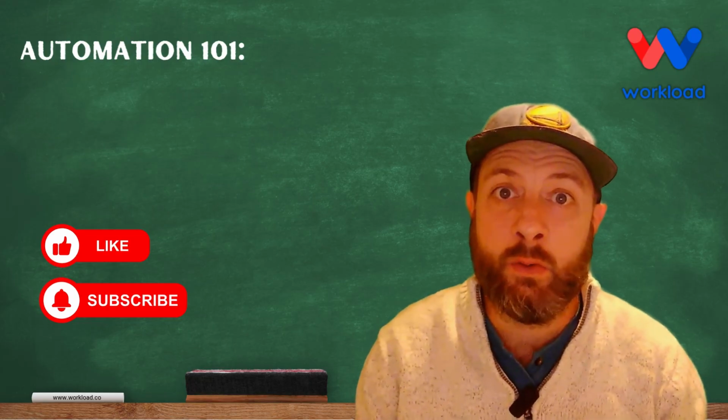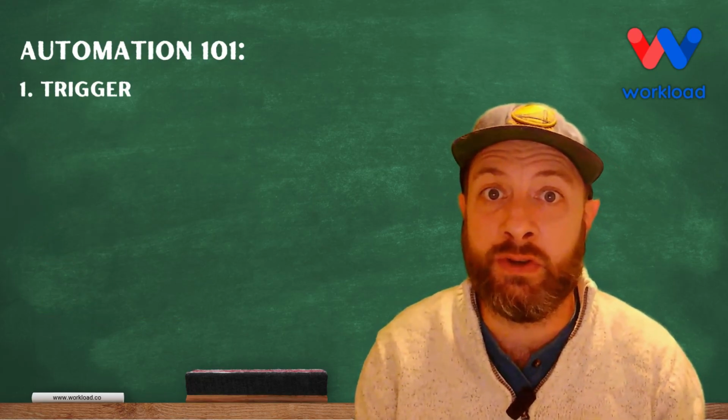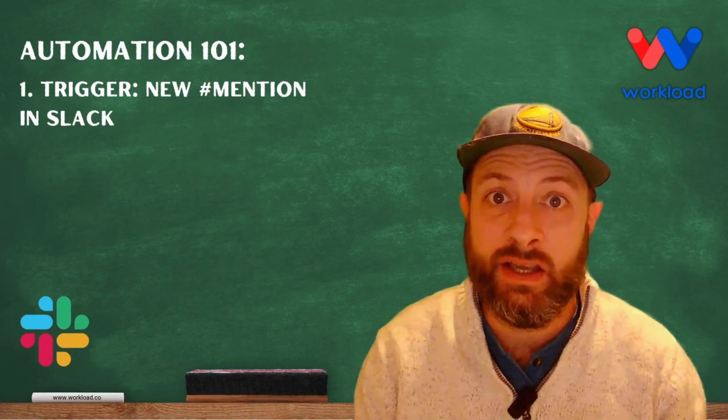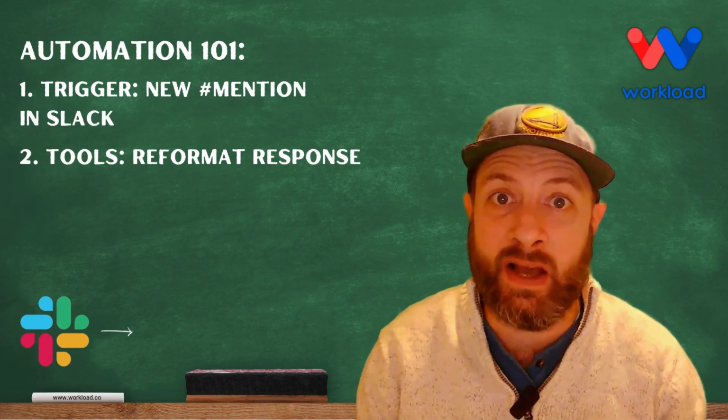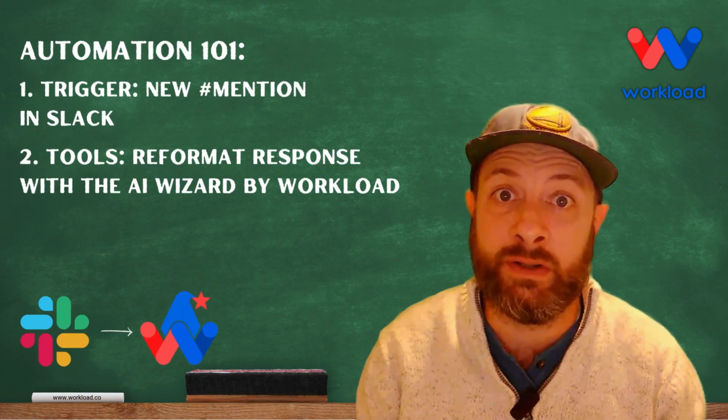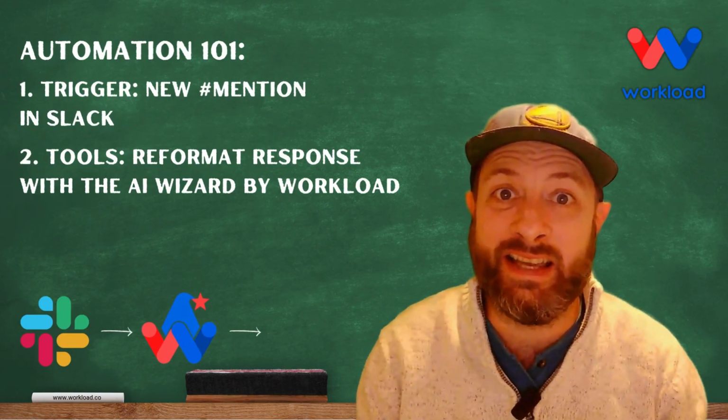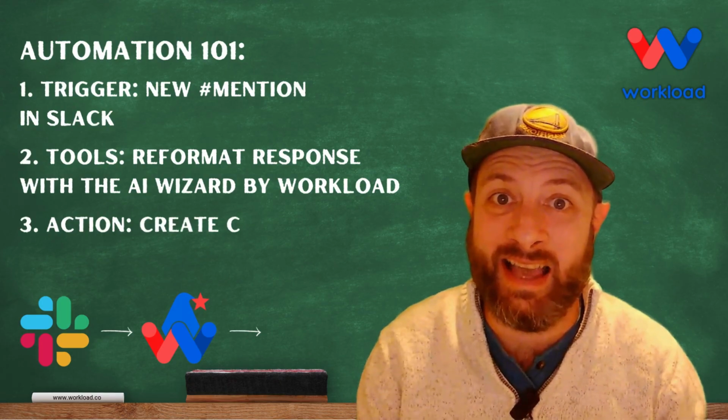In this video, we'll be making a workflow starting with a new mention in Slack. Then we'll be reformatting the response using the AI wizard by Workload before using the details of the message in order to create a contact in Mailchimp.